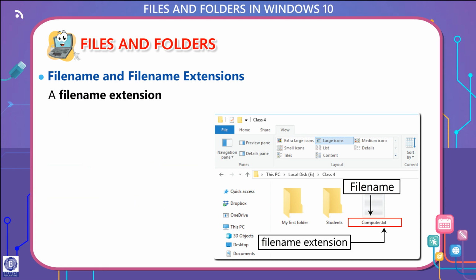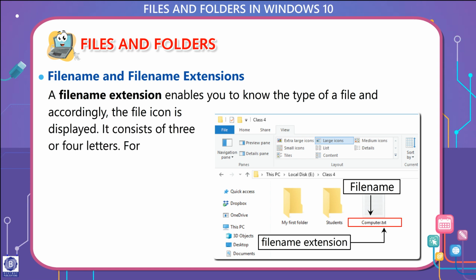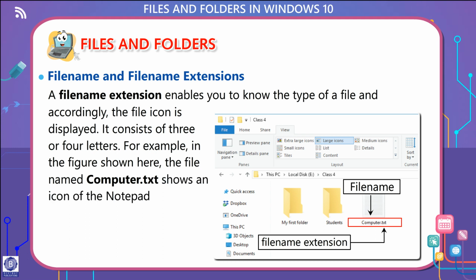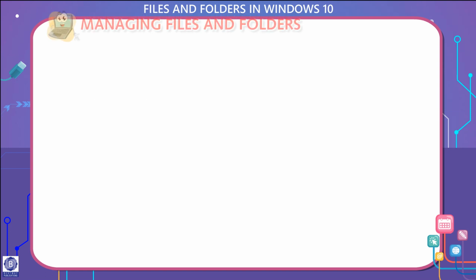A file name extension enables you to know the type of a file, and accordingly, the file icon is displayed. It consists of 3 or 4 letters. For example, in the figure shown here, the file named computer.txt shows an icon of the Notepad program. Here, computer is the file name and .txt is the extension of the file.